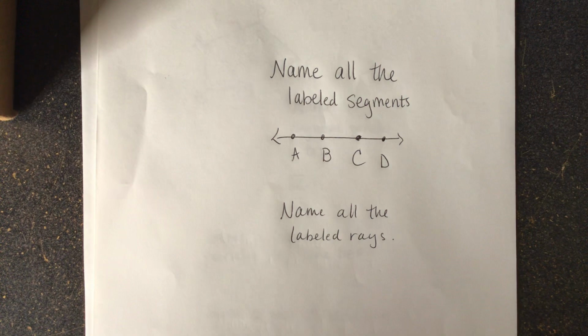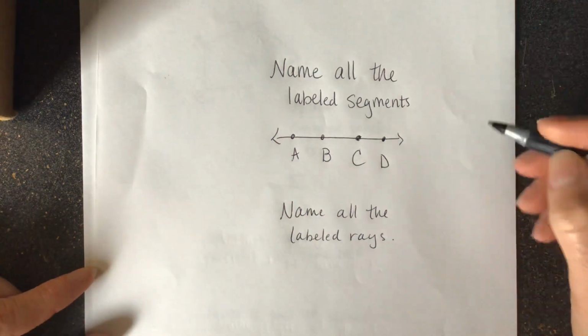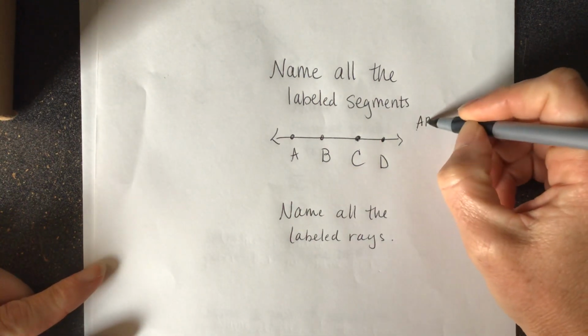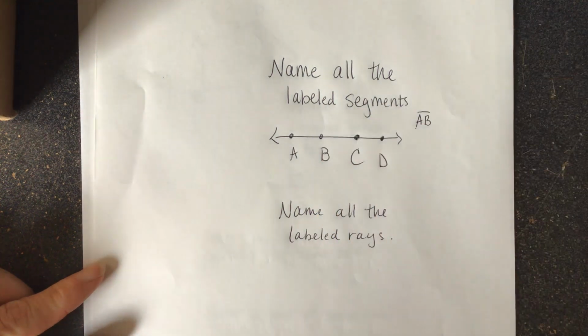These are some of the problems you're going to see today. It says name all the labeled segments. So we know segments are part of lines, so we have to try to name them all. There are several. I see definitely A, B.